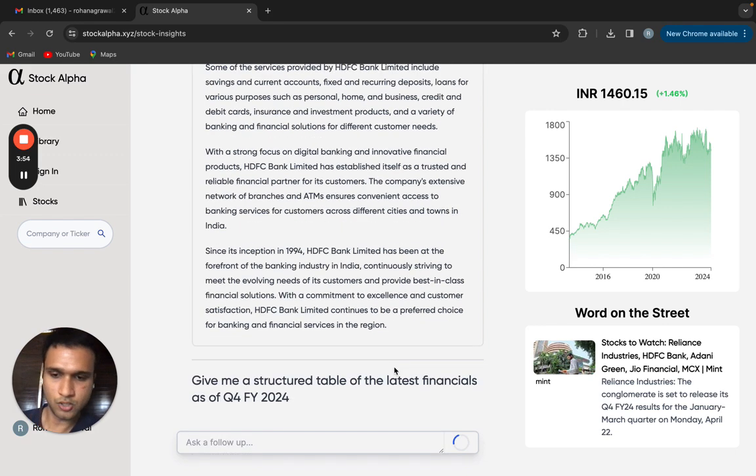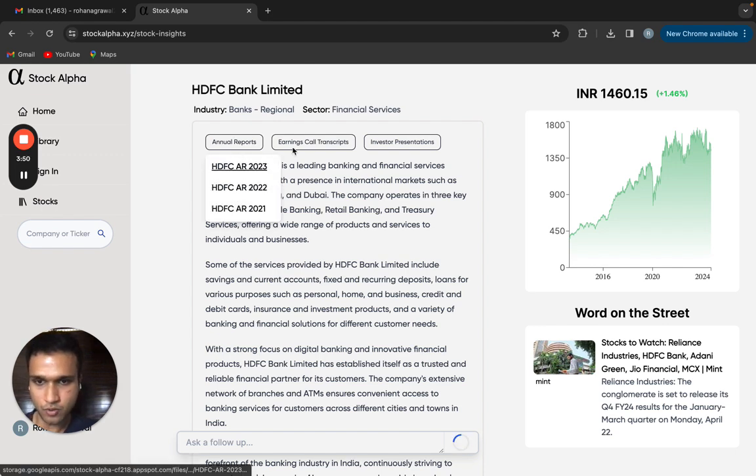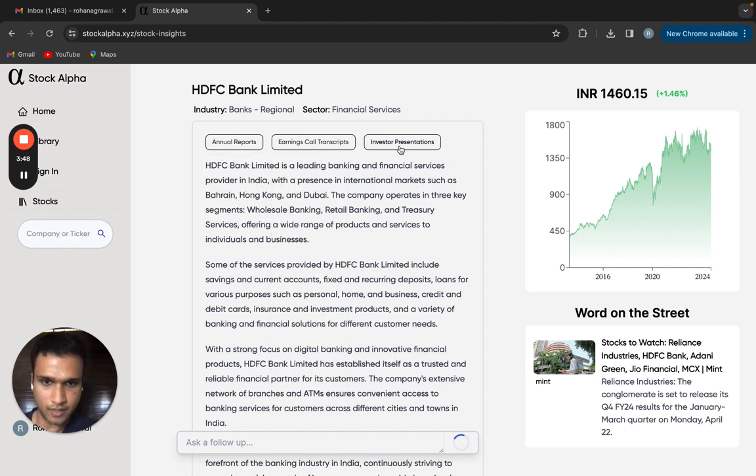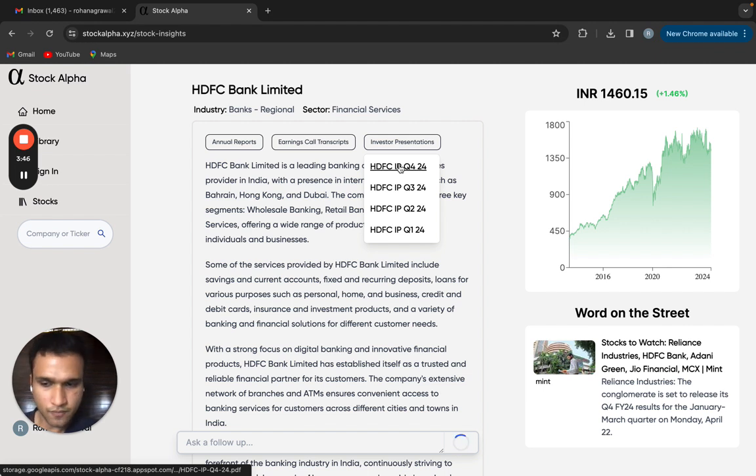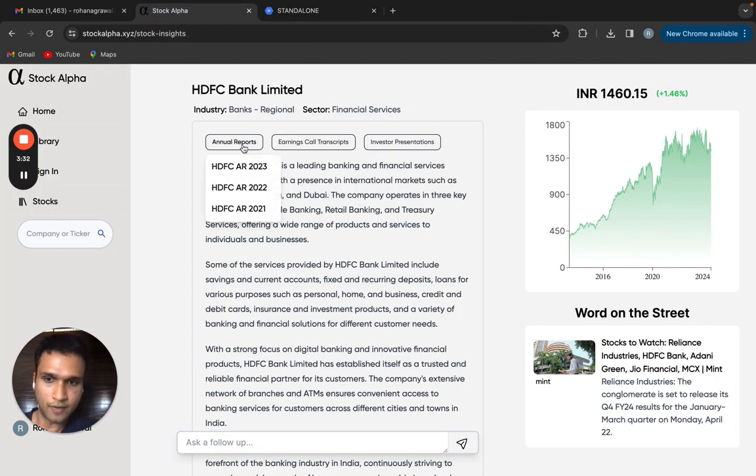Typically for something like this, you would have to go through really long documents. So for example, you have the annual report here, the earnings call, and even the investor presentation. Specifically for Q4, you would probably have to read a document like this, which is quite descriptive. But if you're just trying to get an answer or a brief summary, it's still a pain. This is around 39 pages. If you're looking at an annual report, those are typically much more expansive. An annual report could be anywhere around 400 pages.